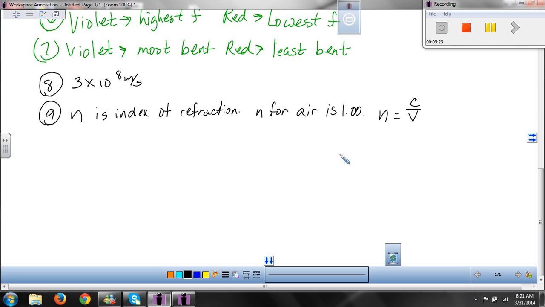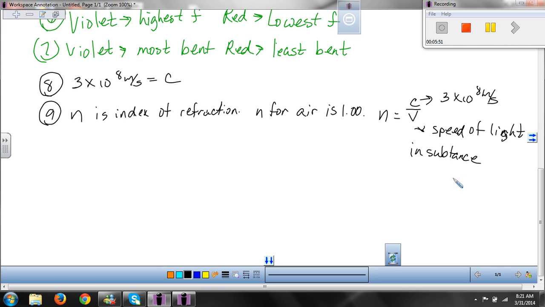Okay, so I've answered those without talking because Mr. Martindale is making an announcement, but what I know is this is the 3 times 10 to the 8. That's the speed of light in air. And B is the speed of light in the substance. Whatever the substance is, glass, water, doesn't matter. Okay, that takes care of number 9.